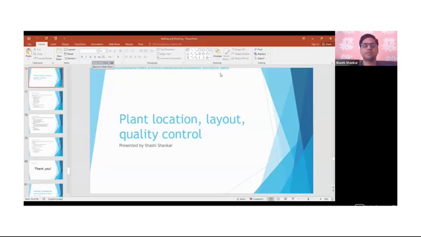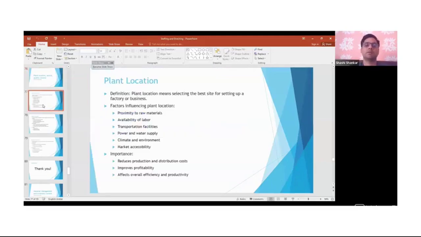Welcome students. Today's topic is plant location, layout, quality control. All right. So in this topic, I am going to cover what is plant location, what is the definition of the plant location, then factors influencing setting up the plant location, and also the importance of plant location.